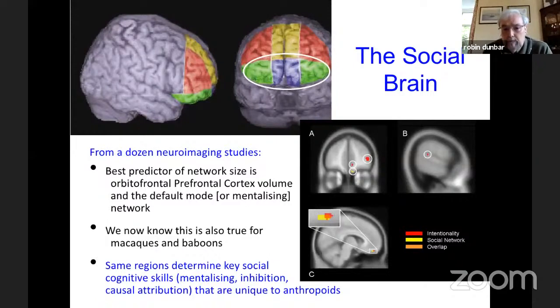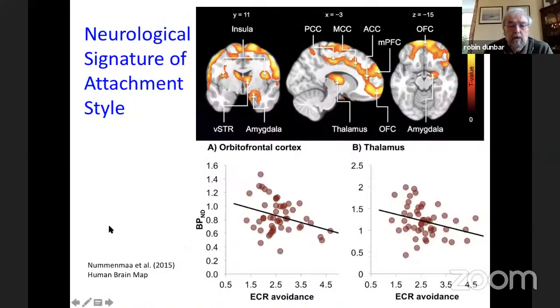We've tried to unpick this a bit with PET scanning to look at the signature of attachment style in this context. So this is just using a standard psychologist's attachment style. This is one of the dimensions, the avoidance dimension. So essentially you are warm and cozy up here, and cool and offhandish down here.